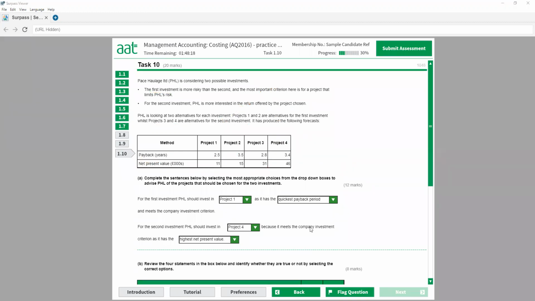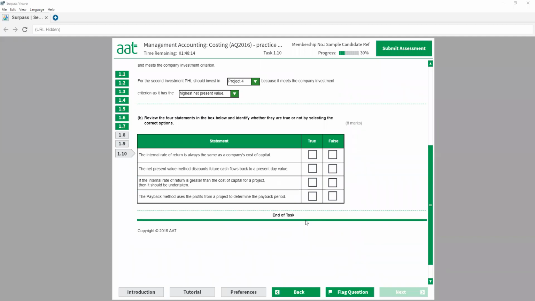All right, let's move to the next one. We have some questions, I think from the ethics section maybe. Review the 4 statements in the box below and identify whether they are true or false. Okay. The internal rate of return is always the same as the company cost of capital.